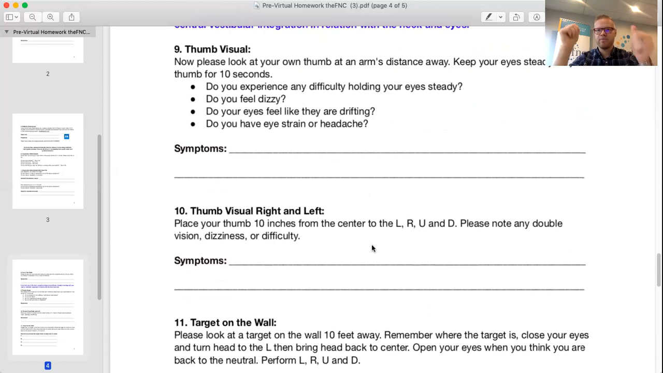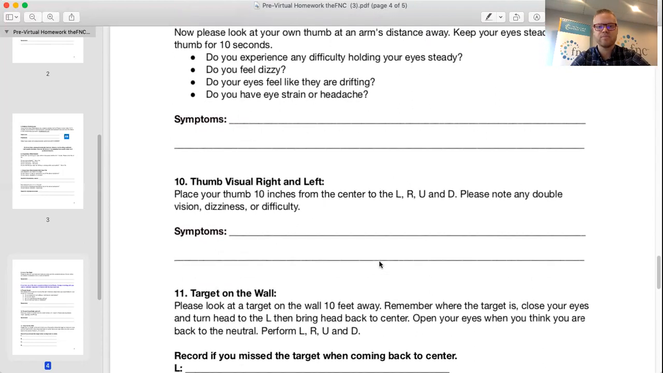And then we just want to do the same thing left, right, up, down, depending on the position. It can give us an idea of whether there is an issue more with this eye muscle or that eye muscle, or a gaze preference or something like that.